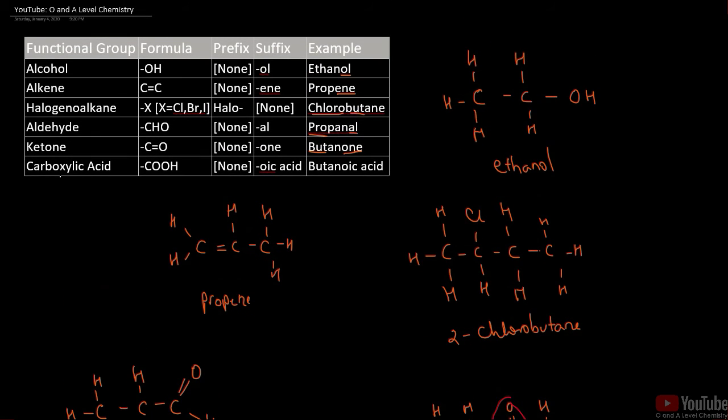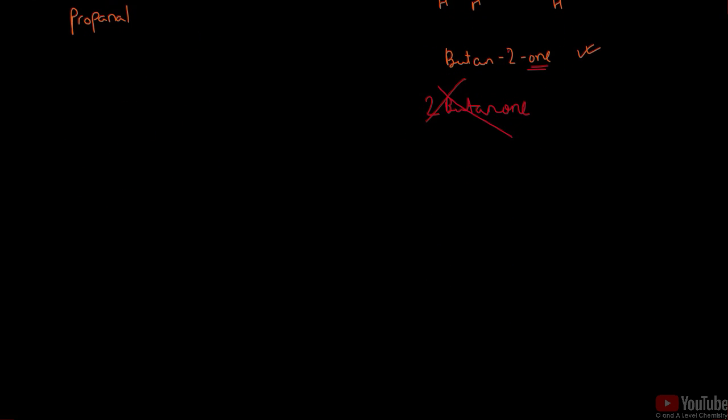And then finally we have carboxylic acid. The formula would be COOH. You have no prefix, and the suffix is interesting. It says "oic acid." So in this case, I have butanoic acid. Whenever I see "oic acid," I know it's a carboxylic acid. And I know it has 4 carbons. So the way I'm going to draw this is, again, COOH. This is how a carboxylic functional group looks.